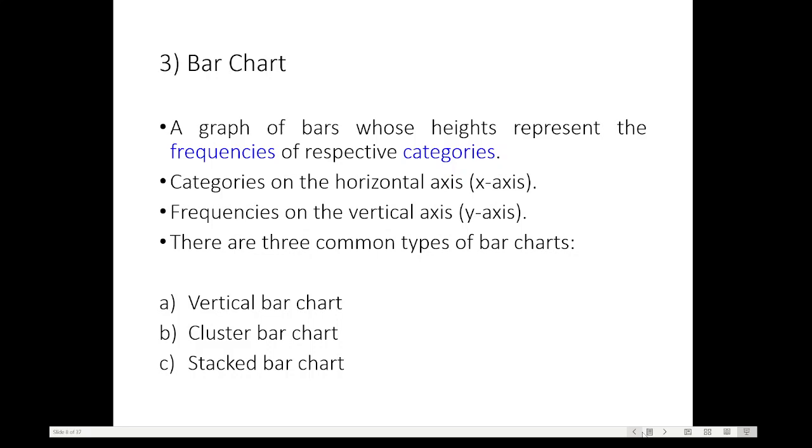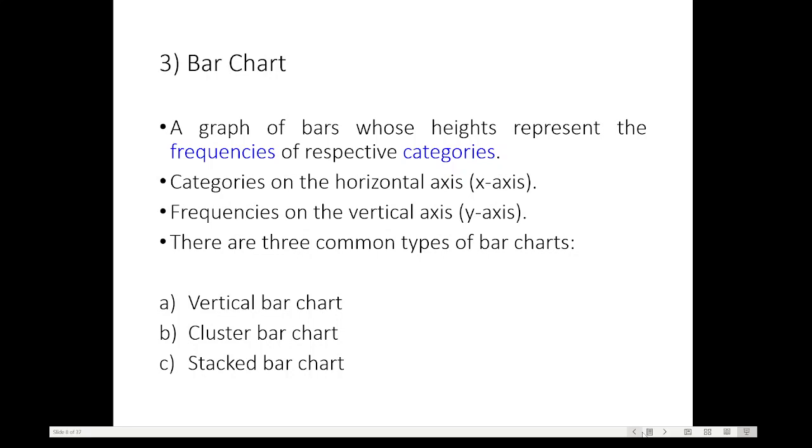Okay, the next one that we're going to look at is a bar chart. We can also have the frequency distribution displayed in the form of a bar chart. In bar chart we have three types that we're going to discuss. One is the simple bar chart, and then we have the cluster bar chart and stack bar chart.